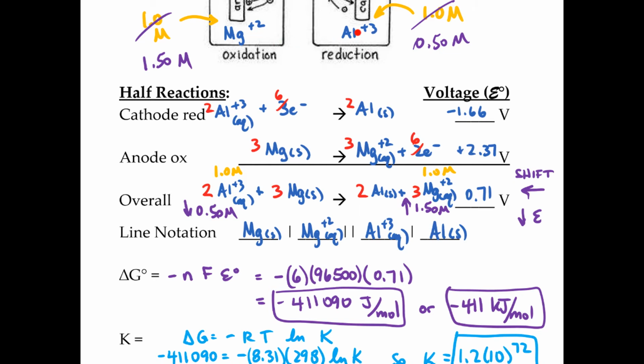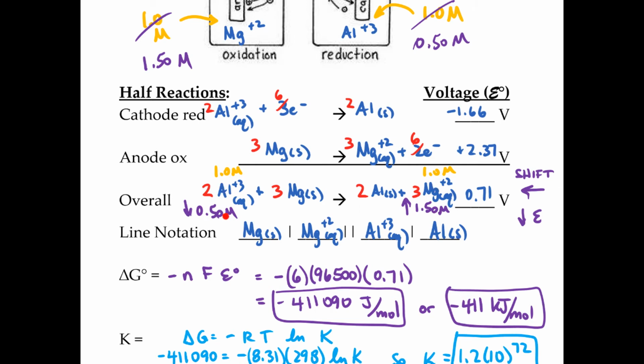Now let's use Le Chatelier's principle to understand how it will change. If you change this to a 0.5 from 1 and change this to a 1.5, so essentially we increase this from 1 to 1.5, we decrease this from 1 to 0.5. Al plus 3 is a reactant. We decrease the reactant. Mg plus 2 is a product. We increase the product.